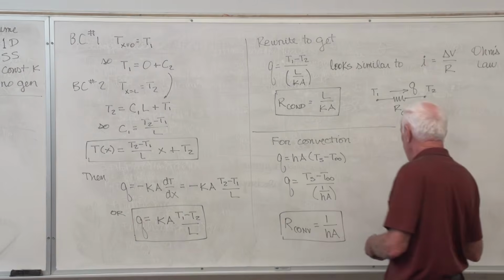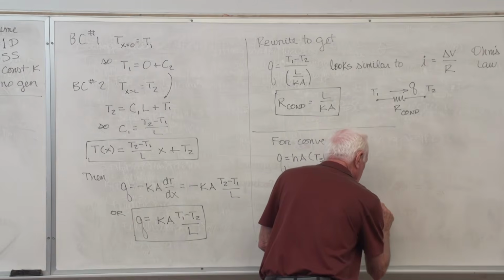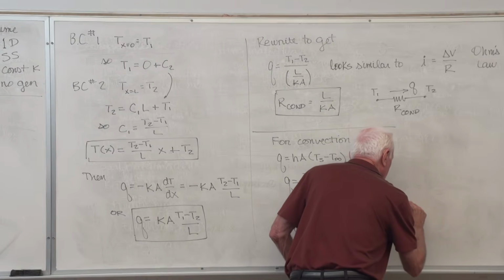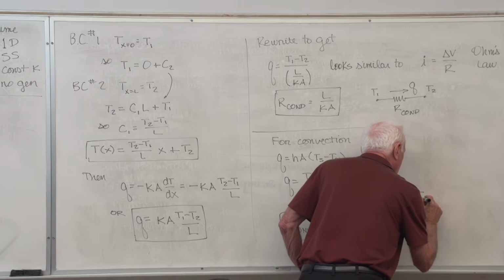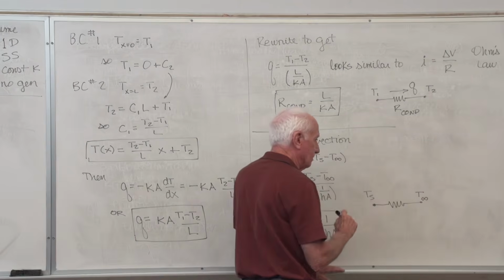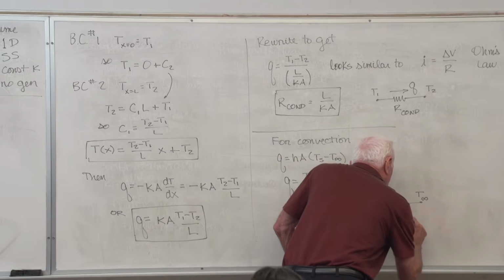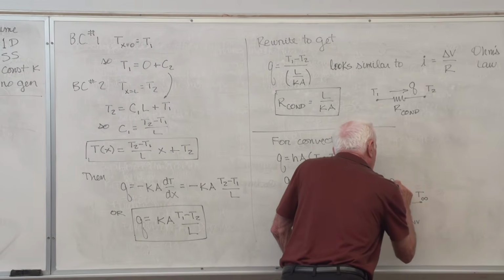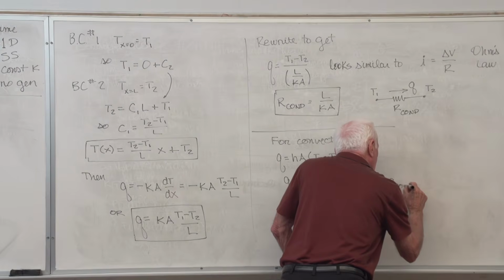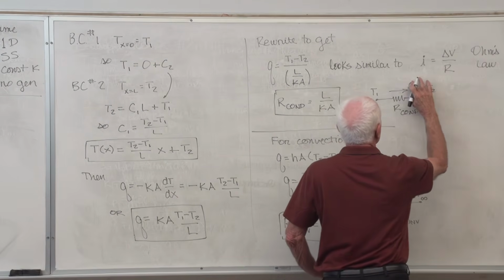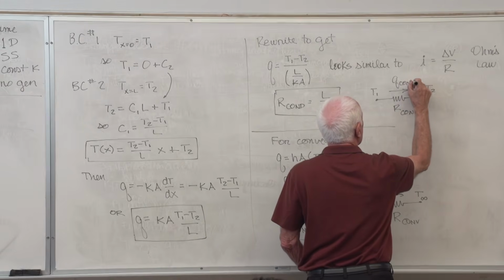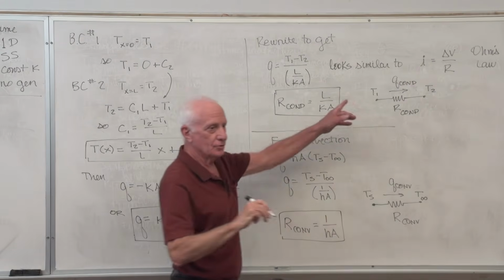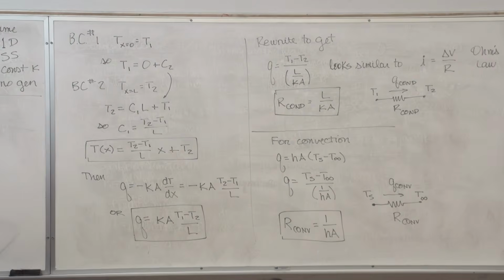And I show this as a resistance now, convection, between T surface, and then I have my T infinity, my free stream fluid temperature. Then I have my R convection. Then I have my heat flow by convection. I'm going to put that down. I'm going to put this down, Q conduction. So now we have two resistors we can use to model a wall.